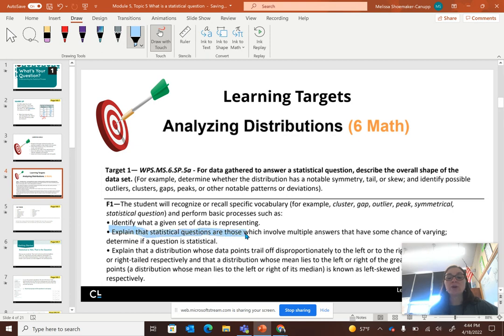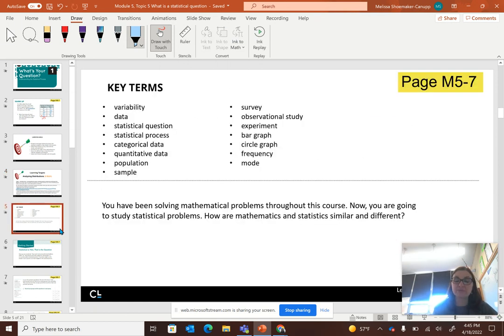Explain that statistical questions are those involving multiple answers that have some chance of varying, and we're going to determine whether or not it's statistical. Now, varying means you're going to get different answers. It can't be a yes or no question. It has to involve multiple answers, meaning there could be several different choices. Think about it: how many people would you have to ask this question? You can't just ask one person. It's something that you would ask a whole group of people.